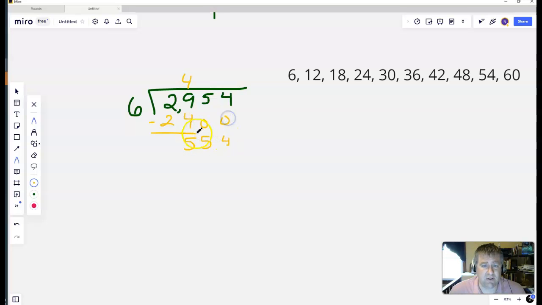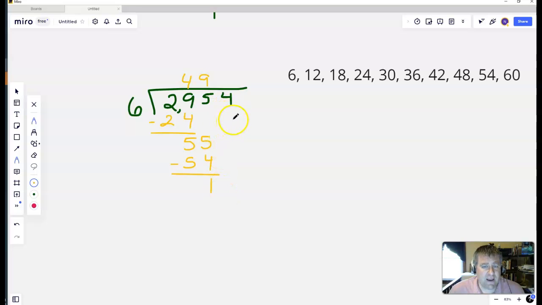See, if I do this, then I'm looking at 554, but I'm only considering the 55. So let's just write the 55. That's the idea. We are only going to write the 55. 55 divided by 6. 1, 2, 3, 4, 5, 6, 7, 8, 9. Too much. 9 times. And that got me to 54. So again, I'm going to subtract these.